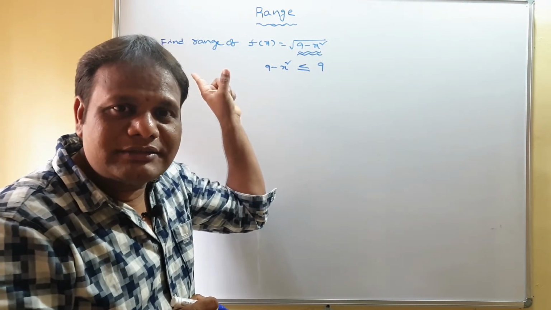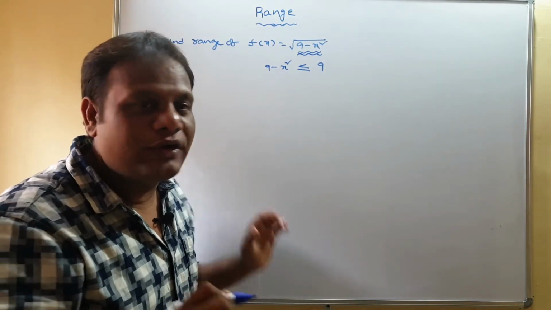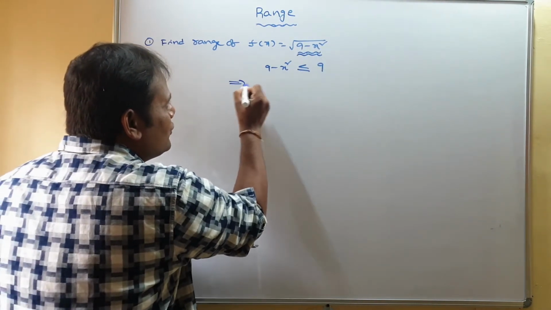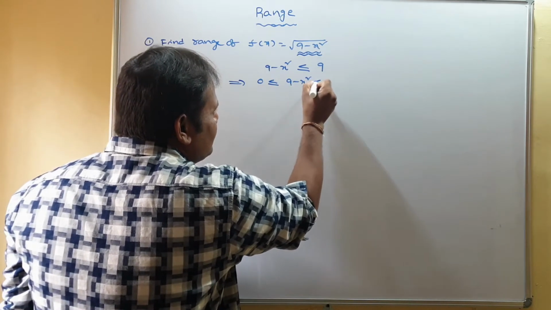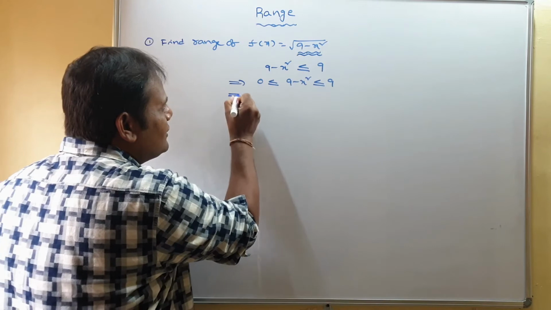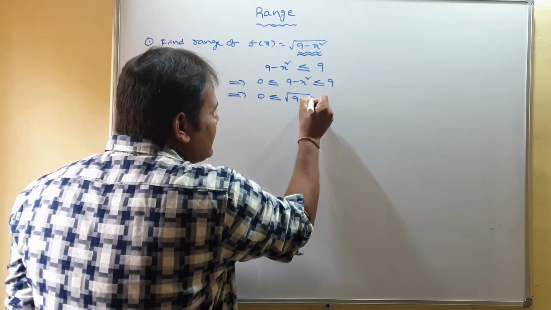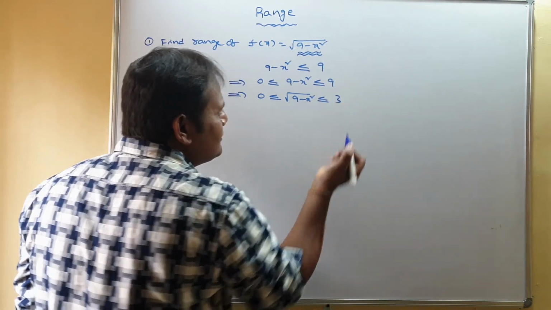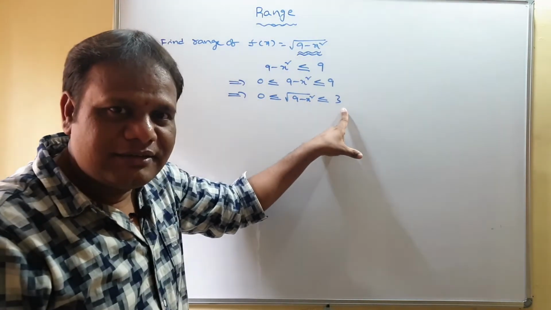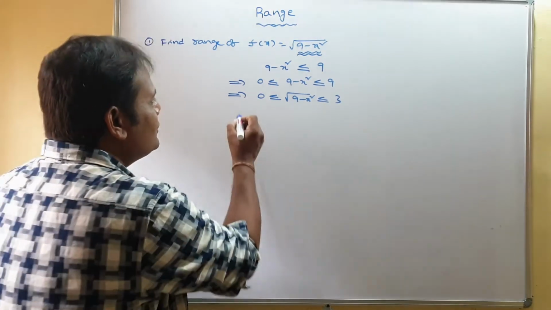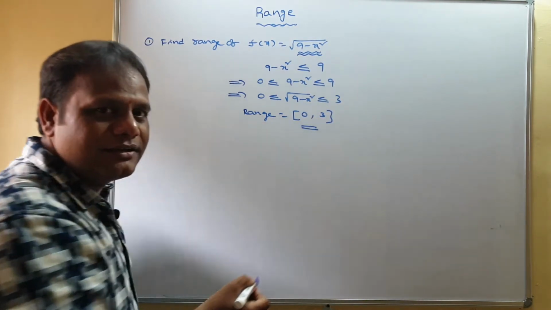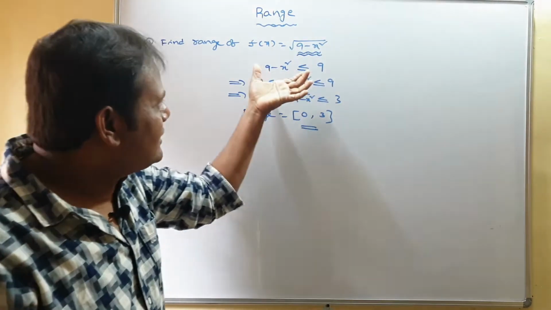Less than or equal to 9 means, can I take negative values? No. Why? Because 9 minus x square is in a square root function. That is the reason we can take 0 less than or equal to 9 minus x square less than or equal to 9. Just take the square root of this. Then what we get? 0 less than or equal to root of 9 minus x square less than or equal to root 9, that is 3. All the values of this function are between 0 and 3. So can you tell the range of this function? That is closed 0, closed 3. Is it clear? So no need of applying that procedure. Directly we can do it like this.